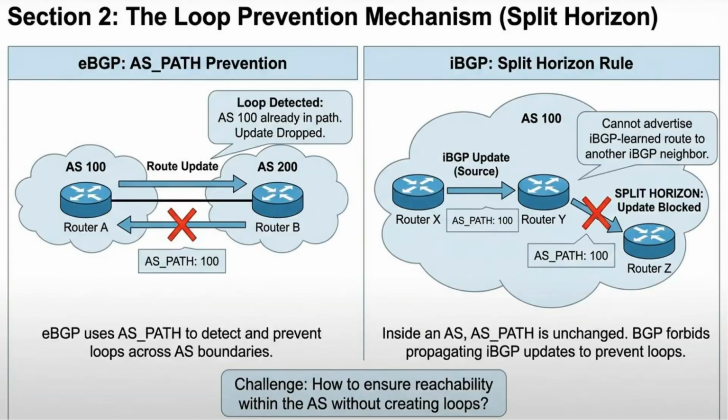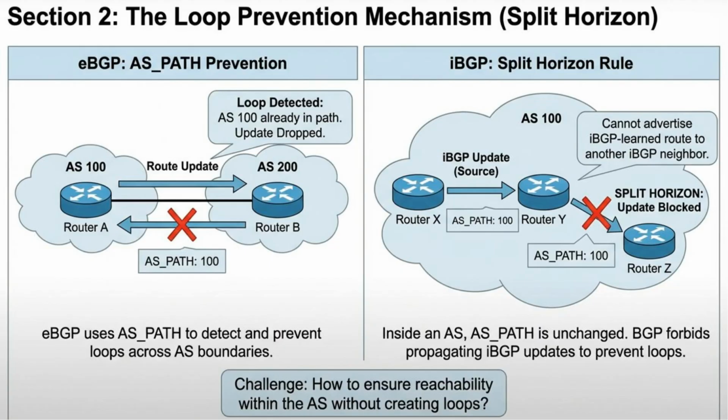Section 2. The Loop Prevention Mechanism, Split Horizon. Now let's get into the deep technical weeds. This is the part that shows up on the exams and the part that causes outages if you don't respect it. In eBGP, external, loop prevention is easy. We use the AS_path attribute. If I receive a route update and I see my own AS number in the path, I drop it. It's a loop. But think about iBGP.